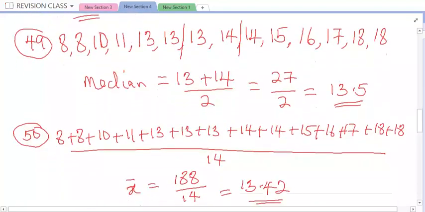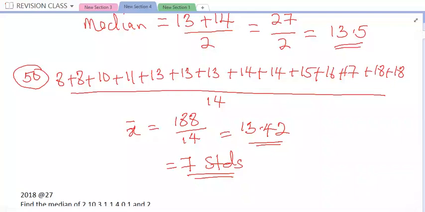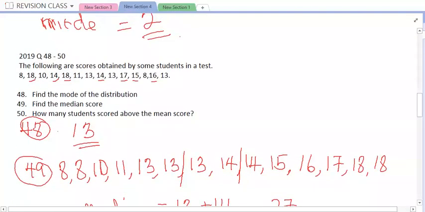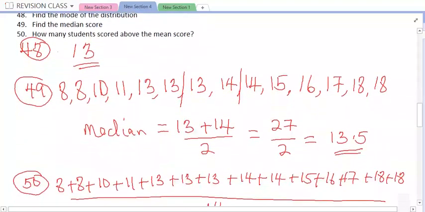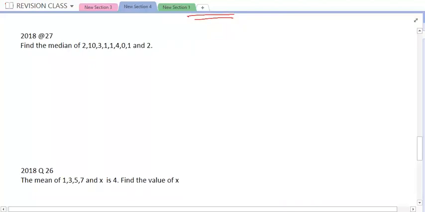So if you go back to question 50, the number of students that score above the mean score will be 7 students. So 7 students scored above the mean score. That is the answer to question 50. So 48, 49, 50 of 2019, these are the answers. So let's look at another question.